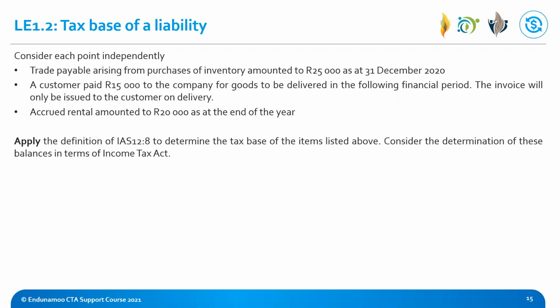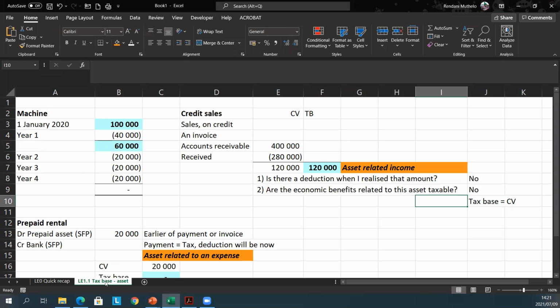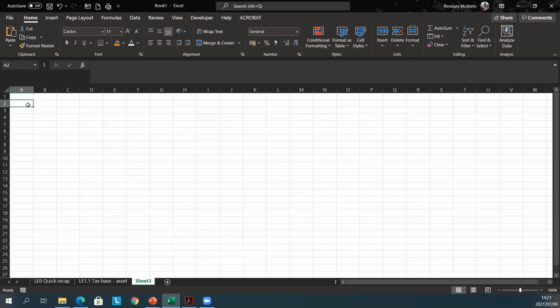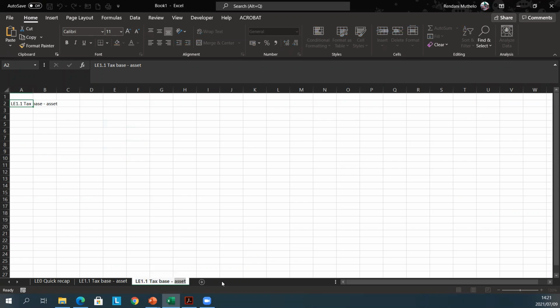Accrued rental, meaning that it's rental where we have consumed the benefits of occupation, but we have not yet paid. How will this then look when we are determining the tax basis? So let's go for it.